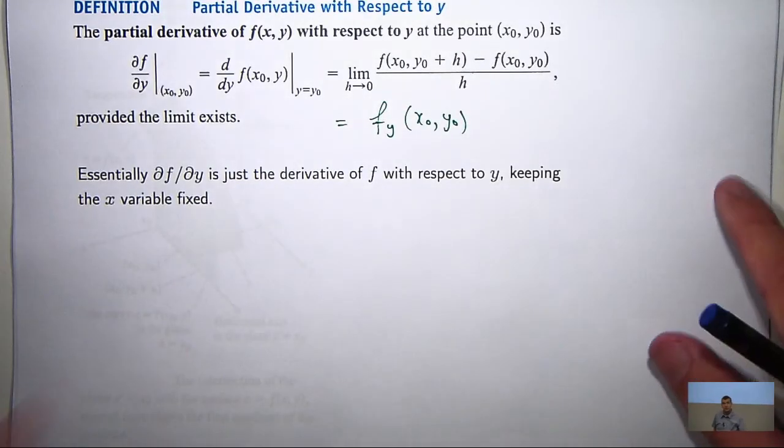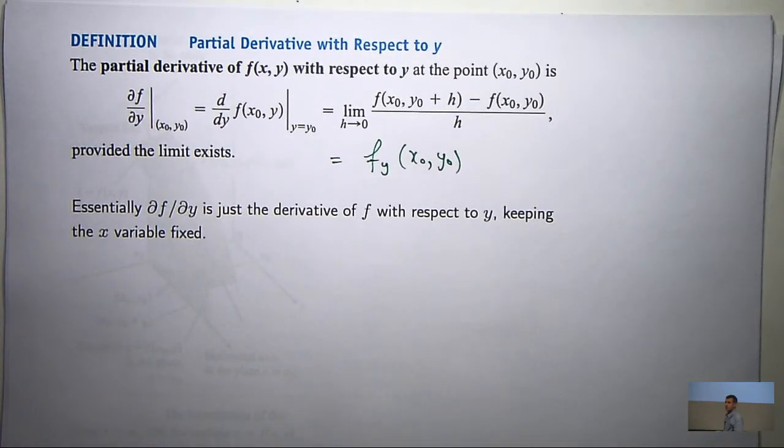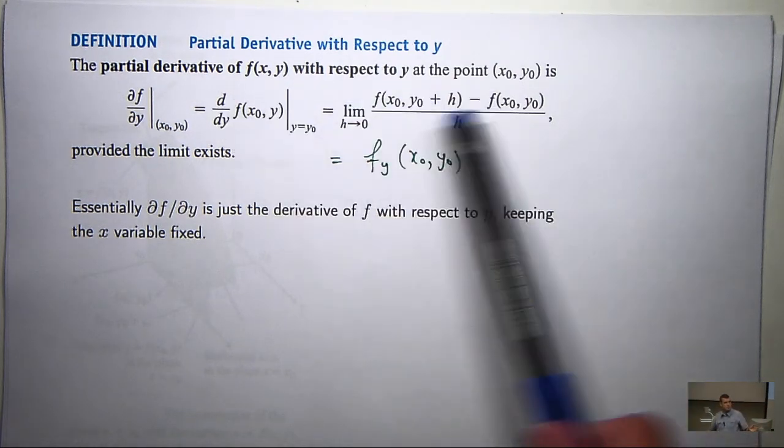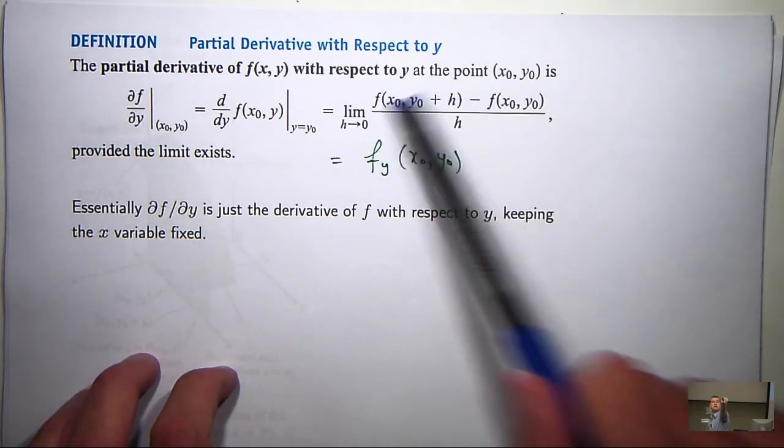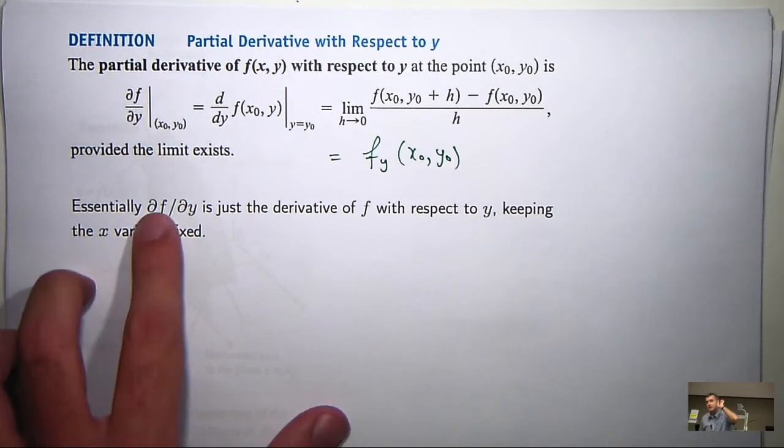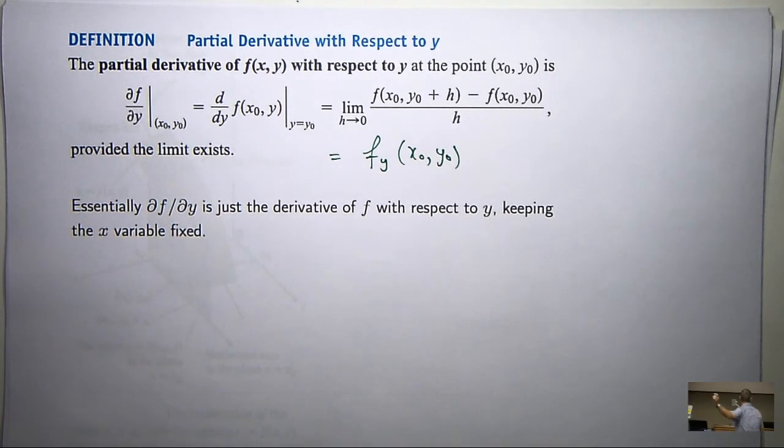All right, just like you have df dx, you can also have df dy. So it's a similar story with the limit, except you're changing the second variable and keeping the first variable fixed. Okay, to calculate df dy, just differentiate normally with respect to y, but keep the x variable fixed. Imagine it's a constant.